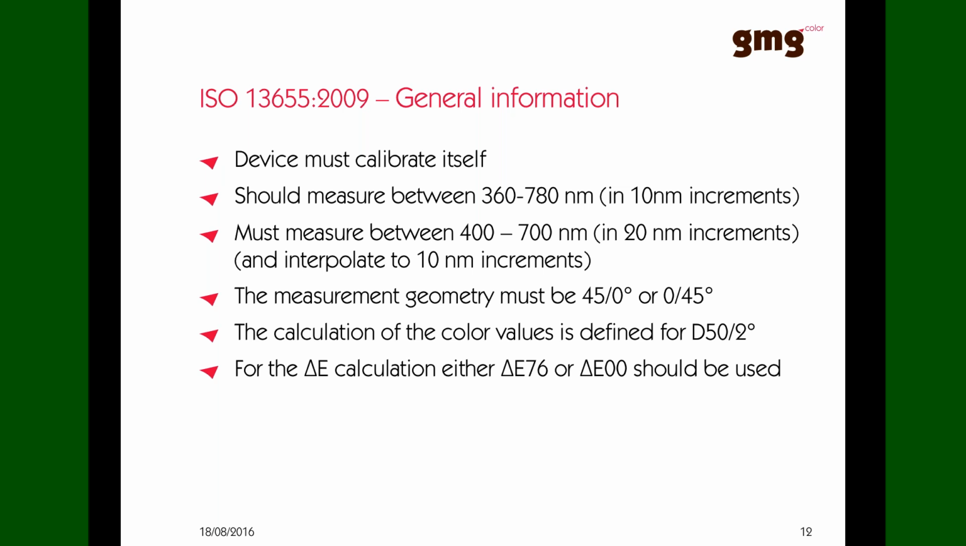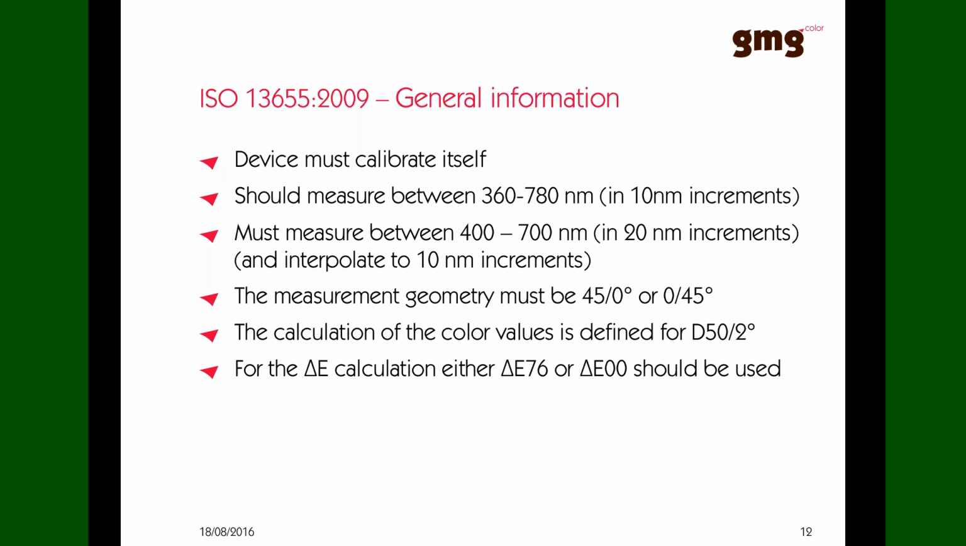Then there's also some info about the measurement geometry. The measurement geometry must be 45-0 degree or 0-45 degree, which basically means that the light source should hit the surface that you want to measure at a 45-degree angle, for example, and then the sensor that catches the reflection of the light should be at a 0-degree angle, or vice versa. We will see this later also in a small image.